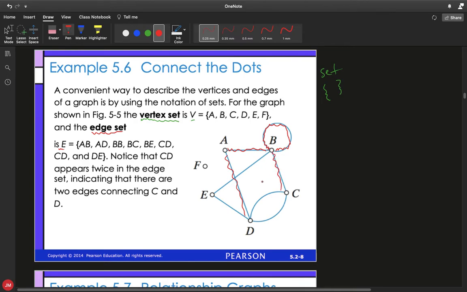Then you've got BC, BE, CD, CD once again, since it was a multiple edge and listed twice, and then DE. So notice that CD appears twice in the edge list because there's two edges. You will only do that if there are two edges. So it's not as if you would list AB and then also list BA, because AB is the same as BA. But CD and CD are two different edges, so make sure you understand the difference between listing multiple edges versus just a single edge.